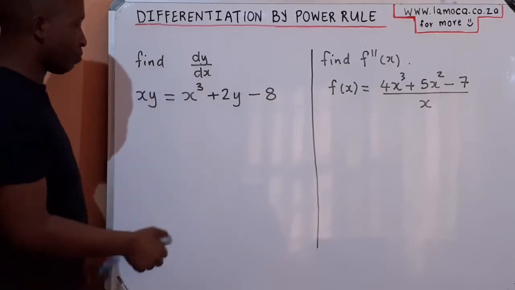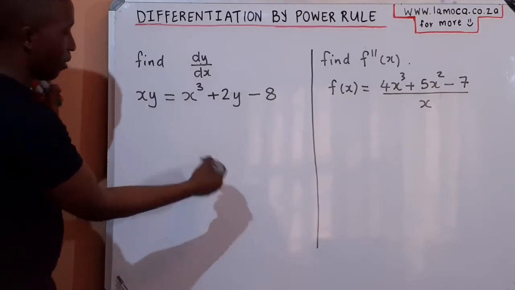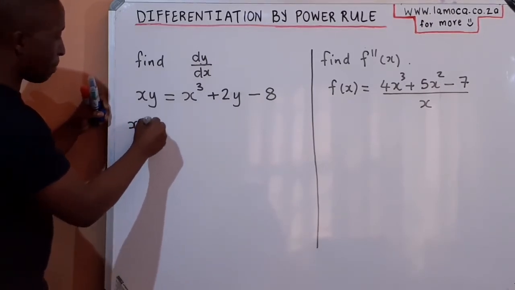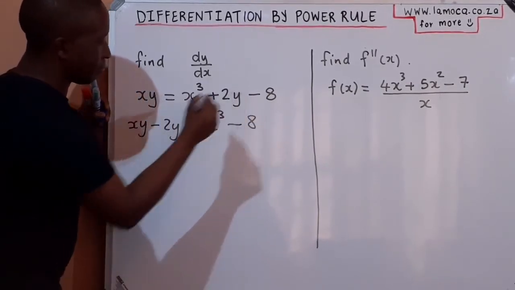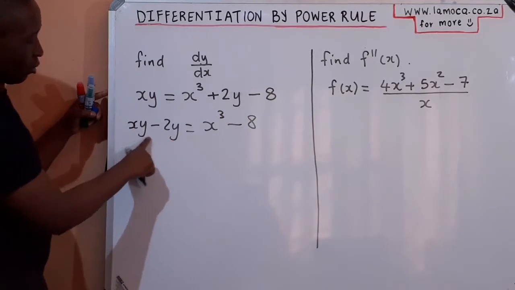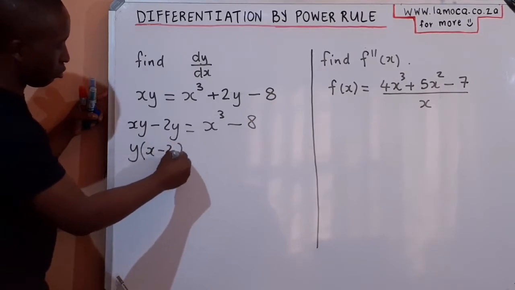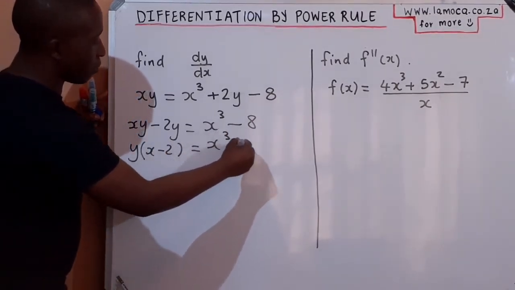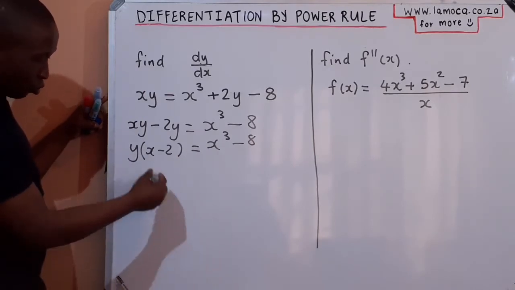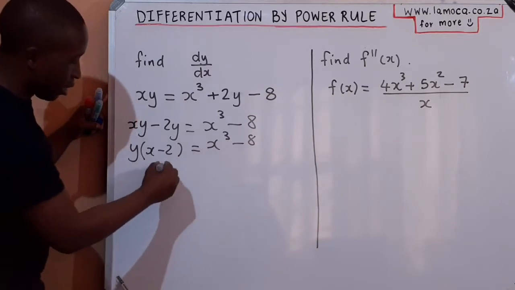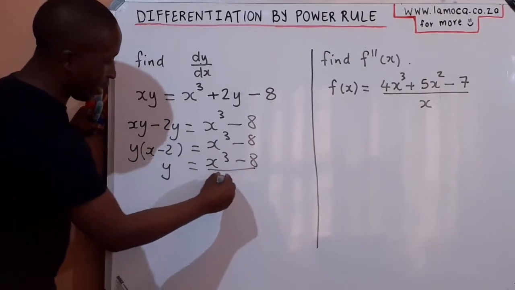So I'm simply going to take this 2y to join xy on the left by subtracting 2y from both sides. I'll be left with xy minus 2y equals x cubed minus 8. Now you will notice that y is a common factor here, so we can factor it out. You're going to have y times (x minus 2) equals x cubed minus 8. Now I can divide both sides by x minus 2, and I'll be left with y equals x cubed minus 8 divided by x minus 2.